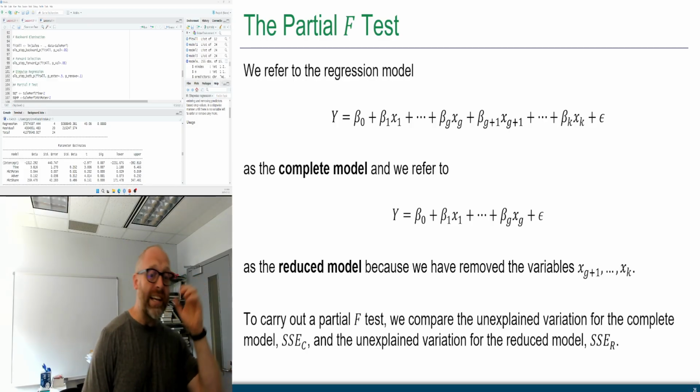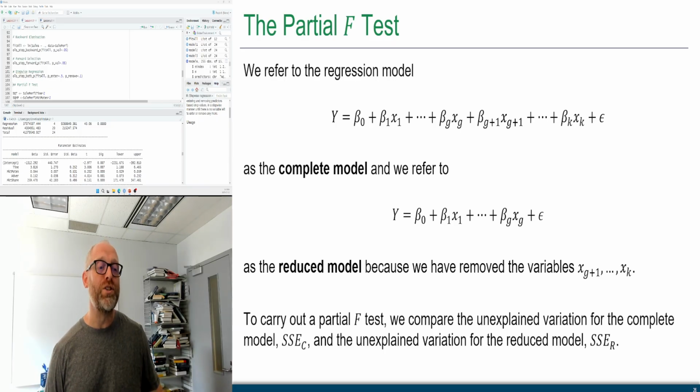So we refer to the larger model as the complete model. The reduced model is the one that has x1 all the way up to xg. The complete model is the one that also includes the g plus 1 all the way up to k variables. To calculate a partial F test, we compare the unexplained variation for the complete model, which we'll call SSE sub c, and the unexplained variation for the reduced model, which is SSE sub r.